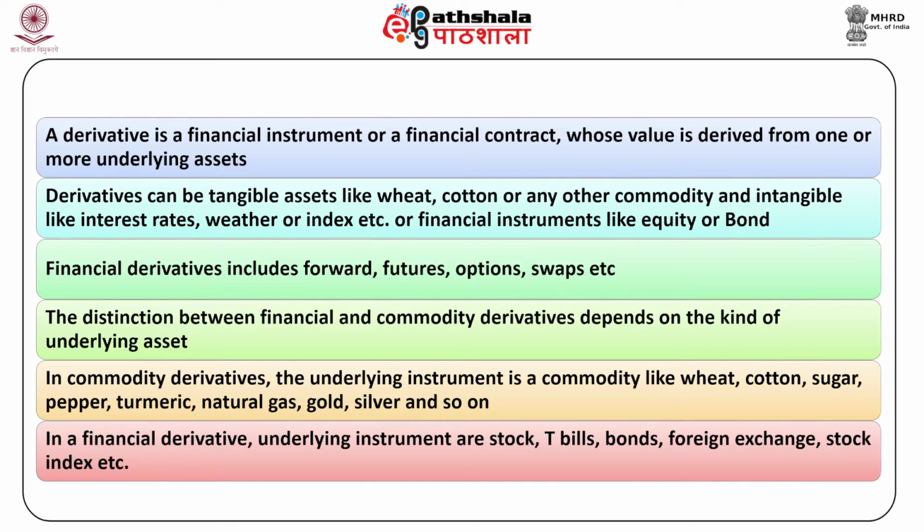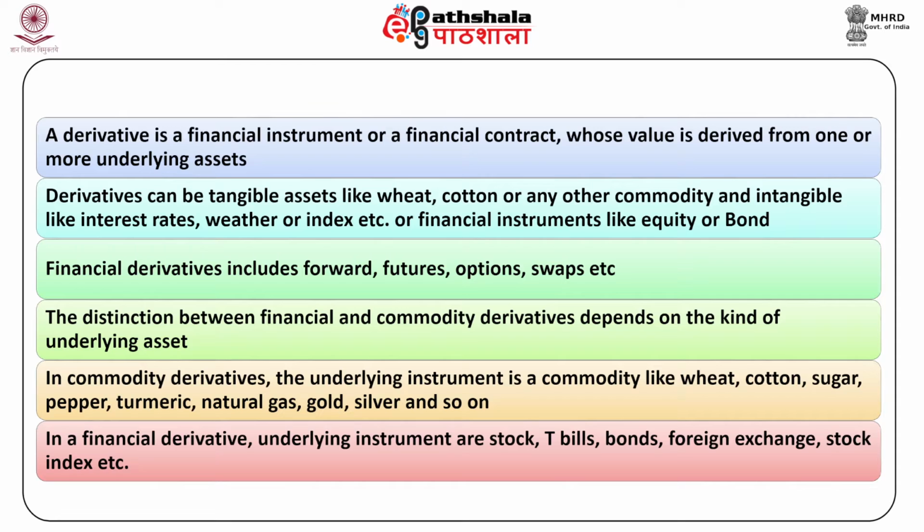or financial instruments like equity or bond. Financial derivatives include forward, future, options, swaps, etc. The distinction between financial and commodity derivatives depends on the kind of underlying asset. In commodity derivatives, the underlying instrument is a commodity like wheat, cotton, sugar, pepper, turmeric, natural gas, gold, silver and so on. In a financial derivative, underlying instruments are stock, T-bills, bonds, foreign exchange, stock index, etc.